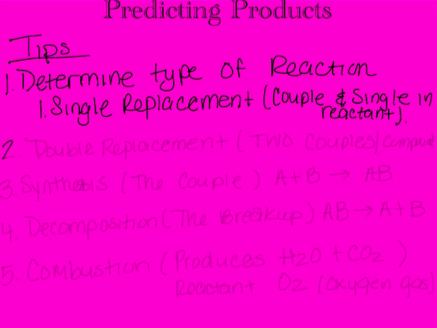Number 2, you have double replacement. Now, if you're one of my students, we use the verbiage of saying that in the reactant, in a double replacement, you have 2 couples. And what we mean by 2 couples is basically that you have 2 compounds. That makes sense.